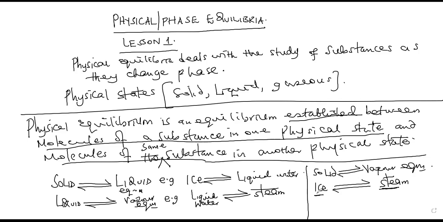So all these equilibria are looked at differently: solid-liquid equilibrium, liquid-vapor equilibrium, solid-vapor equilibrium. It's a matter of knowing that we establish equilibrium between molecules of a substance in one physical state, a solid state maybe, and molecules of the same substance in another physical state. The substance here is in a solid state, but molecules of the same substance exist in a different state of matter. That is what we call a physical equilibrium.